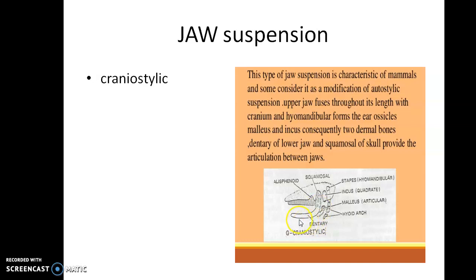So in craniostylic jaw suspension, the lower jaw articulates with the skull directly. But in autostylic, this lower jaw will be connected to the skull through a bone called the quadrate bone. But here that quadrate bone has turned into incus, the small bone of the inner ear. So that's the difference.